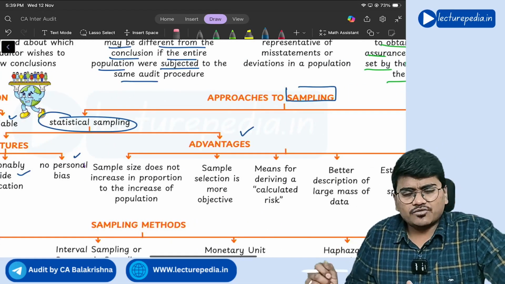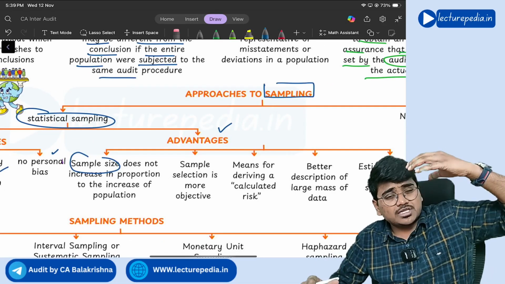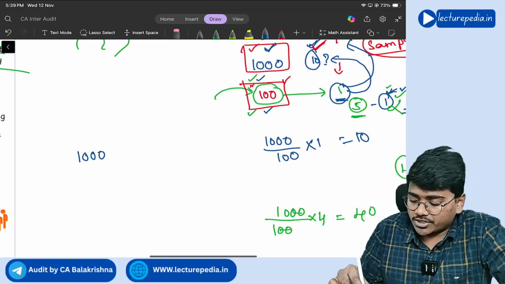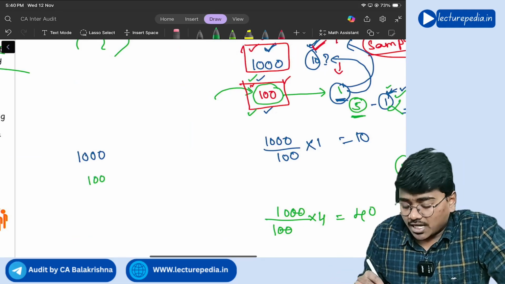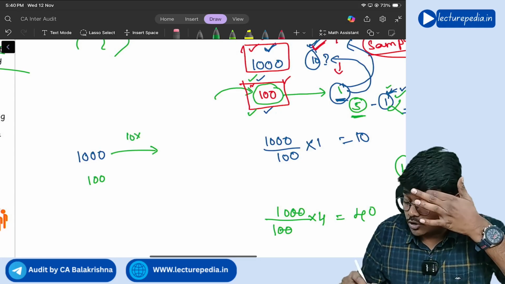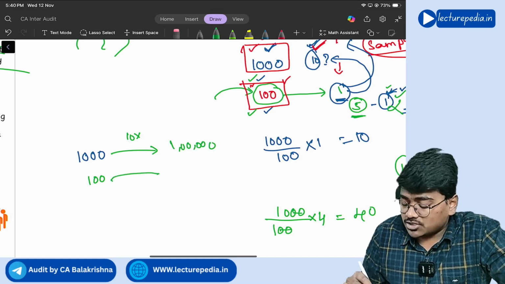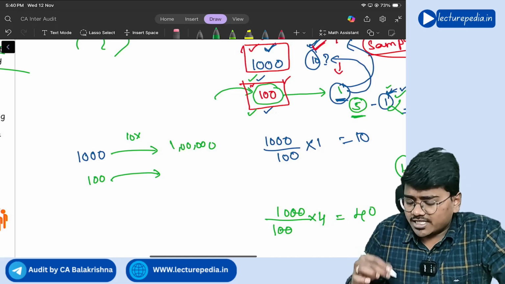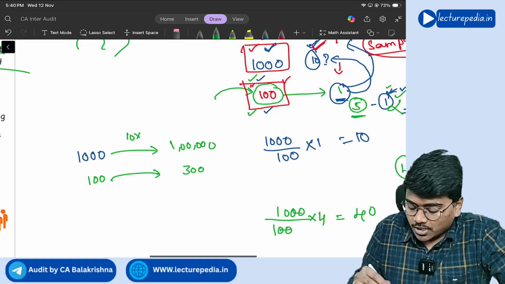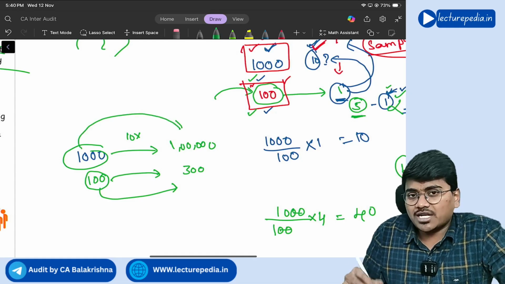Some of the advantages of statistical sampling: sample size does not increase in proportion with population size. Let's say for example, there is a population of 1,000 and you are taking a sample of 100. Now if the population size increases 10 times to 1 lakh, the sample size also will not increase 10 times, it will increase either 2 times or 3 times. It might become either 200 or 300. So that is one advantage. The sample size will not increase at the same rate as the population size increases.